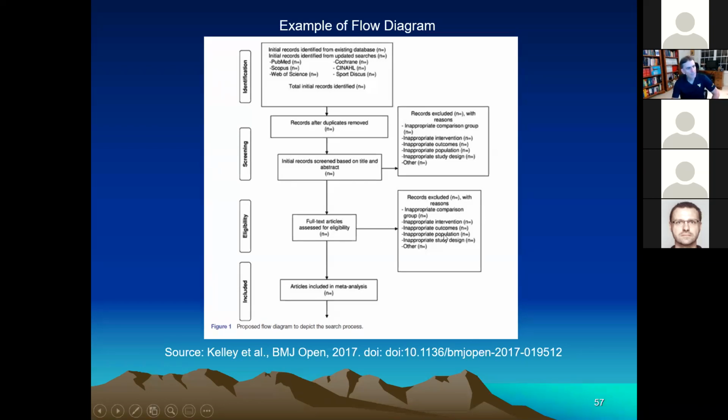And then now, after that process, these are the ones we'll include in the meta-analysis. And some people will also include, they'll say something like articles included in qualitative analysis. They'll have a box here because they don't have the data from the study, but they want to include them qualitatively. We don't do that.